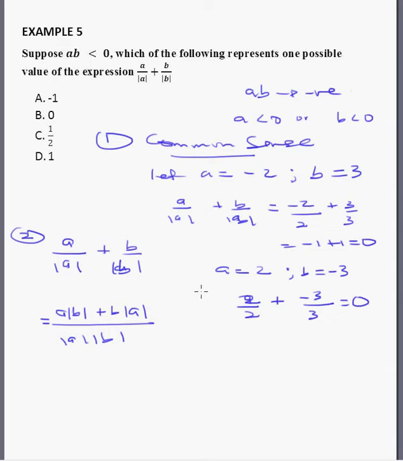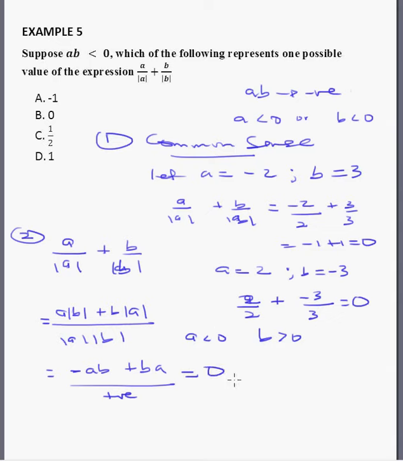So in case 1, if a is less than 0 and b is greater than 0, then if a is less than 0, guess what? This whole thing becomes negative ab. And then this becomes positive plus ba over whatever I have here. This is a positive number here, right? So this is the same as 0.